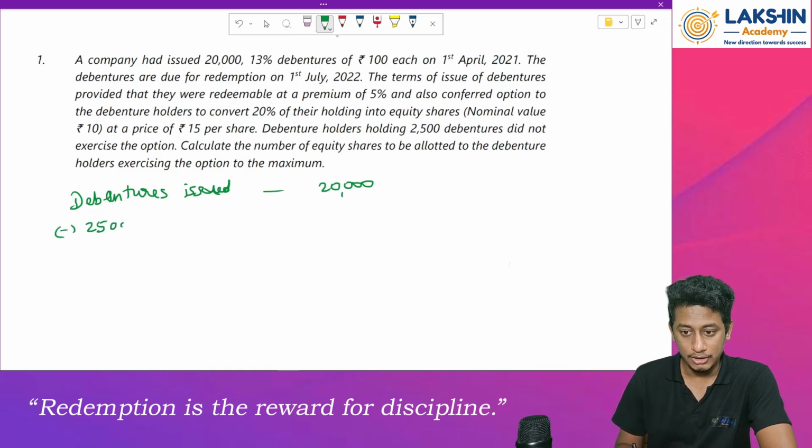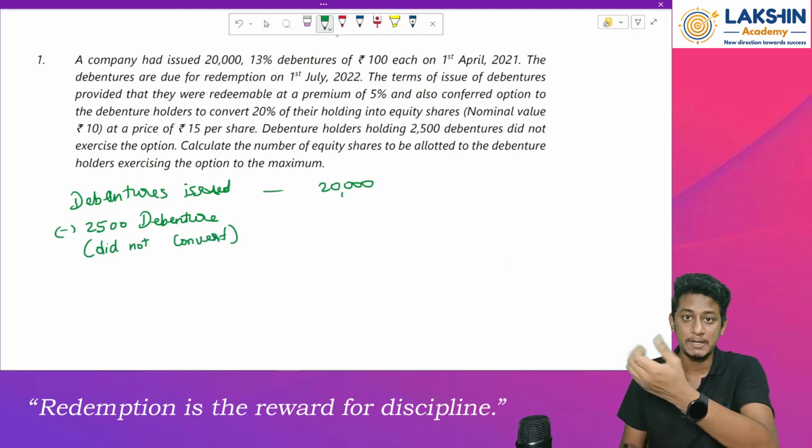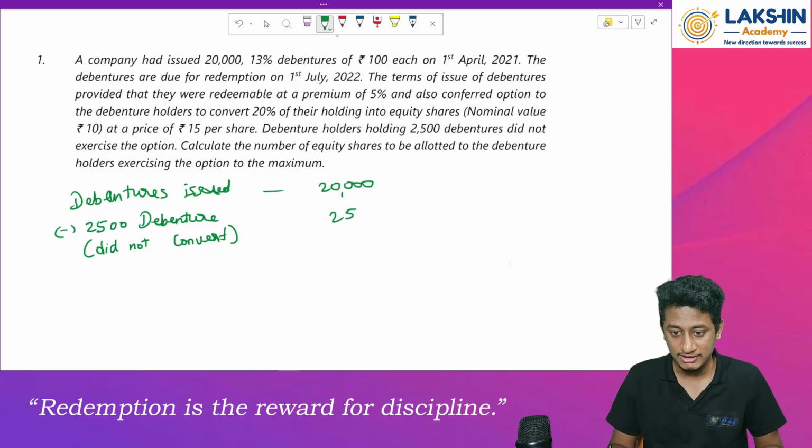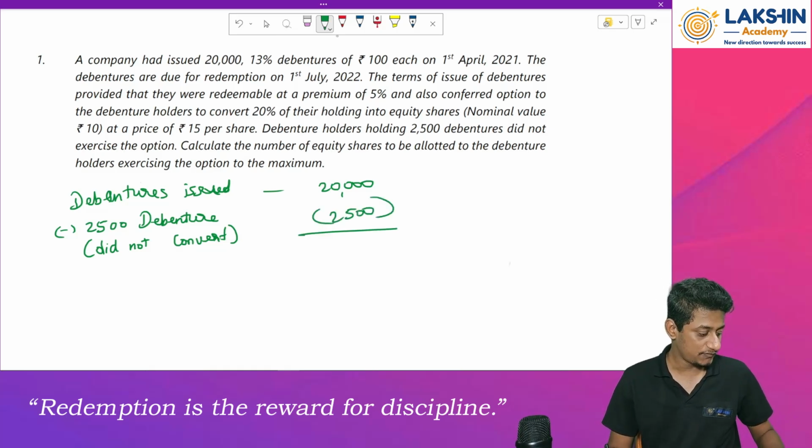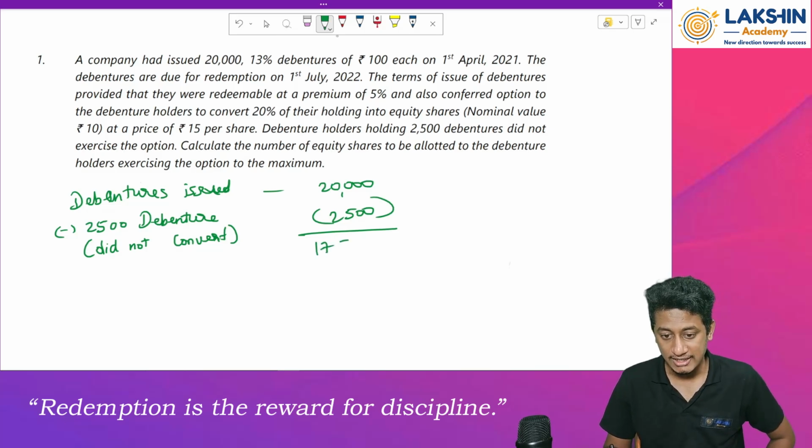Minus 2,500 debentures. Why? They did not convert. These people are not willing to convert their debentures into equity. They want the payment in cash only. So less 2,500 debenture holders. So how much will that be? 20,000 minus 2,500 debenture holders. That will be 17,500 debenture holders.